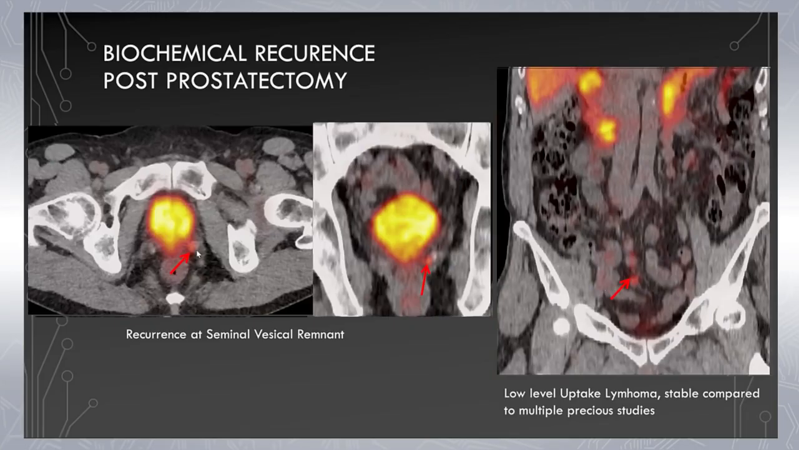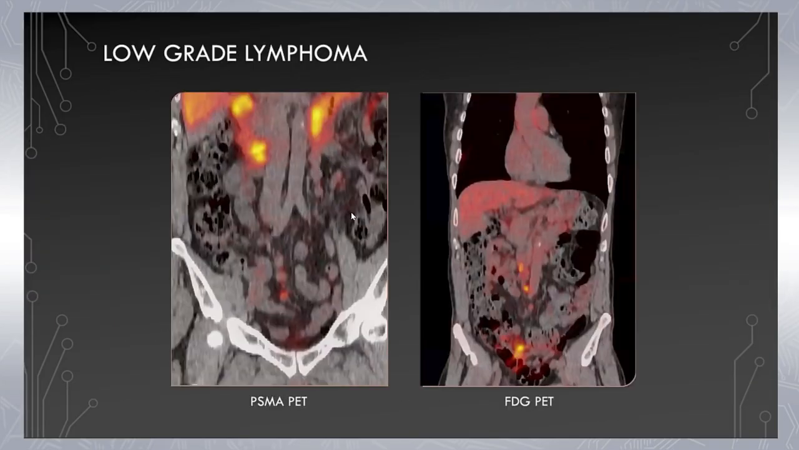And in this case, because of the small volume disease proven at the seminal vesicle remnant, this patient went on to salvage radiotherapy with an election of pelvic lymph node coverage. And again, looking at two paired images of this patient's PSMA PET and comparing that with the patient's FDG PET, showing the same distribution of radiotracer uptake within known, documented, unchanged low-level lymphoma, both on the PSMA PET and the FDG PET.